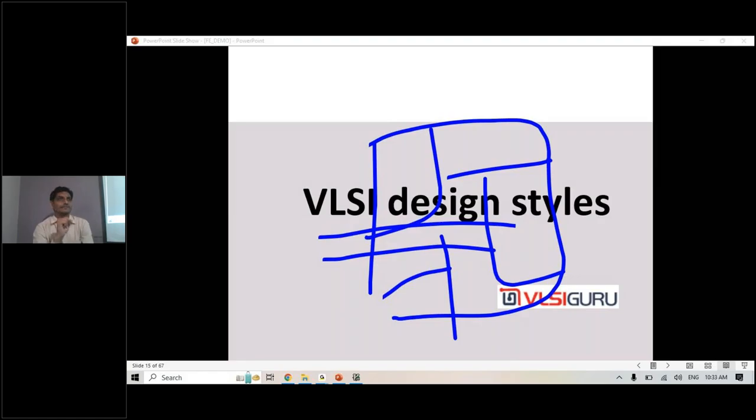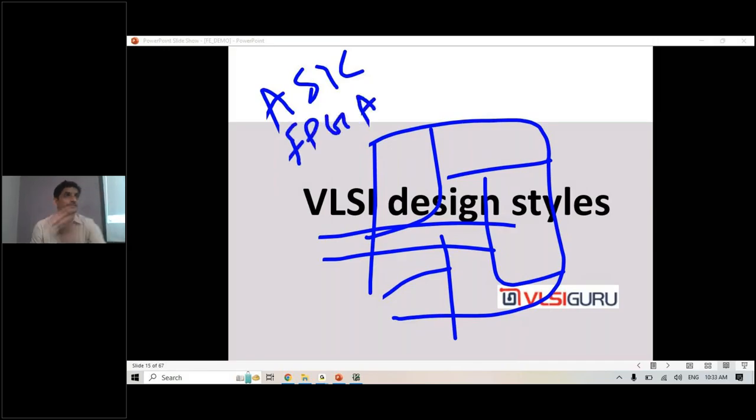Even in VLSI, there are majorly two ways in which chips can be manufactured, the whole design process can be done. One is called ASIC. One is called FPGA. How many styles are there? ASIC and FPGA. ASIC stands for Application Specific Integrated Circuit. FPGA stands for Field Programmable Gate Array.